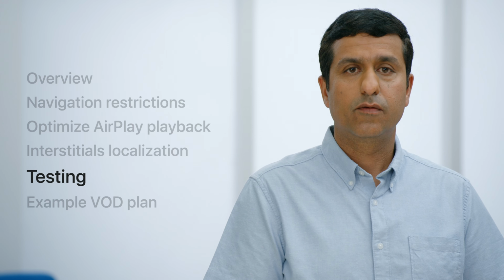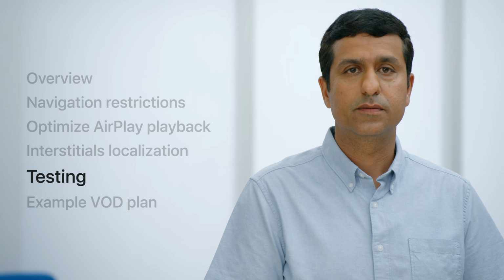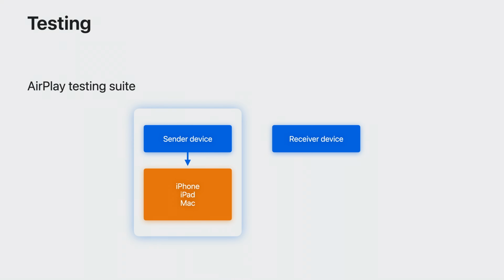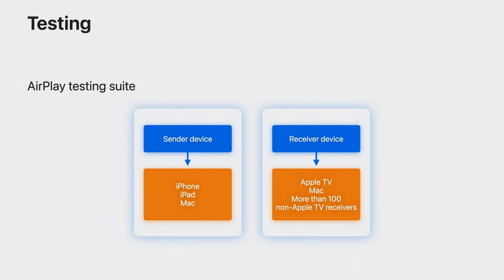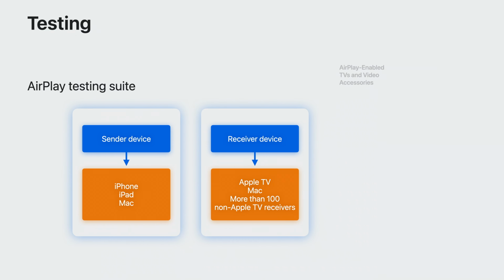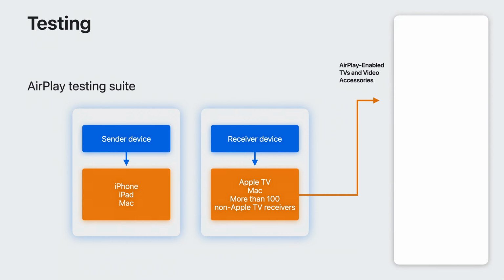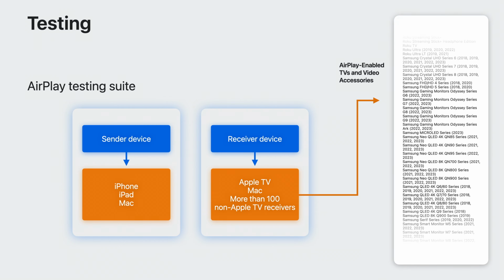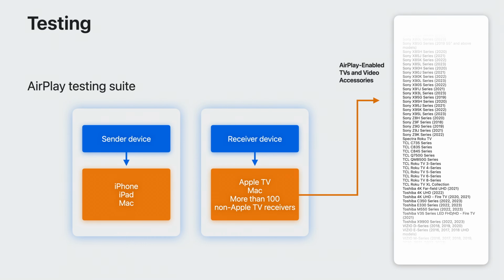Let's discuss briefly what considerations you must take into account when testing AirPlay in your streaming application. For testing AirPlay video in your streaming application, you need to build a test suite with AirPlay sender and AirPlay receiver devices. AirPlay video sender devices include iPhone, iPad, and Mac. AirPlay video receivers include Apple TV, Mac, and more than hundreds of non-Apple TV receivers and smart TVs. Each of these receivers differ with respect to hardware, software, and playback capabilities.